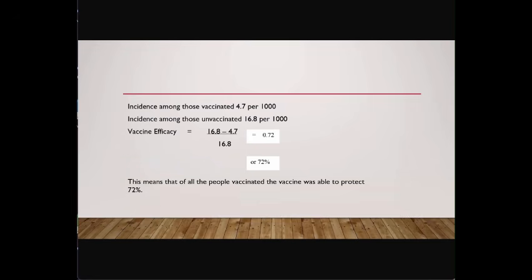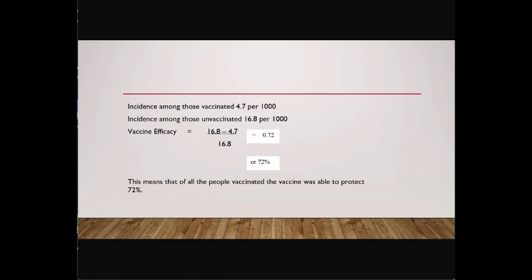So if the incidence of disease among those exposed is 4.7 per thousand or 47 per 10,000, and incidence among those unvaccinated is 16.8 per thousand or 168 per 10,000, you can calculate the vaccine efficacy, right? Incidence in the unexposed minus the incidence in the exposed over the incidence unexposed. You have 0.72 or 72%. All right, so the vaccine efficacy is 72%.